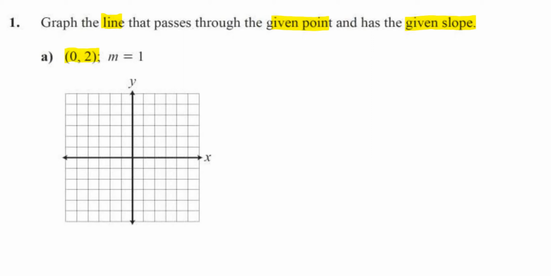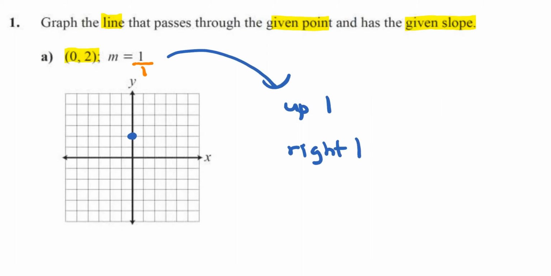So that's basically going to be this point right here, 0, 2. And my slope here is going to be 1, so you can write that as 1 over 1. The way I read the slope is you go up 1, and then you go right 1 from your starting point, which is this point right there. Okay, so let's follow the pattern here. Up 1 and right 1. So up 1, right 1 would be that point right there. So up 1, right 1, up 1, right 1, up 1, right 1.